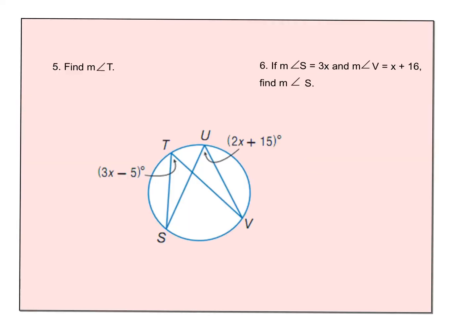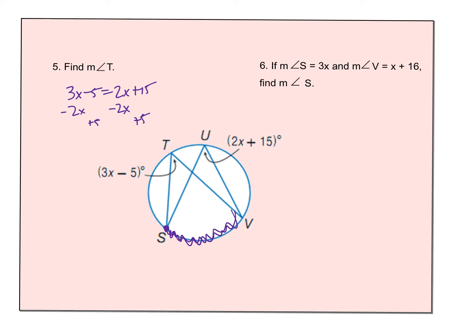Now let's put this into practice a little bit. As you can see, T intercepts SV and U intercepts SV. So we're going to go 3x minus 5 equals 2x plus 15. They're going to be equal to each other because they intercept the same arc.